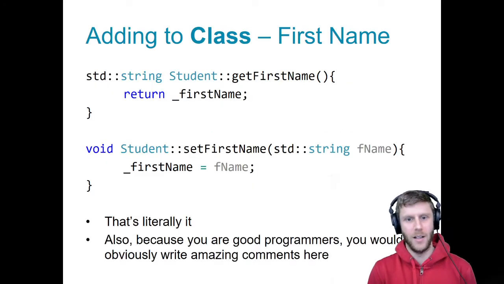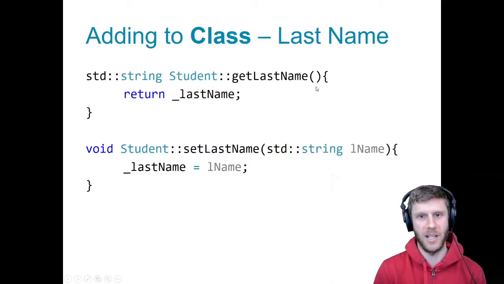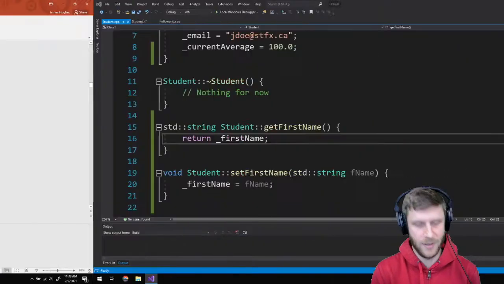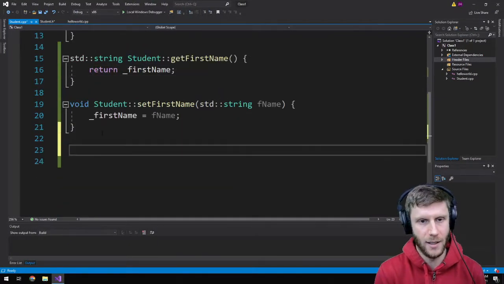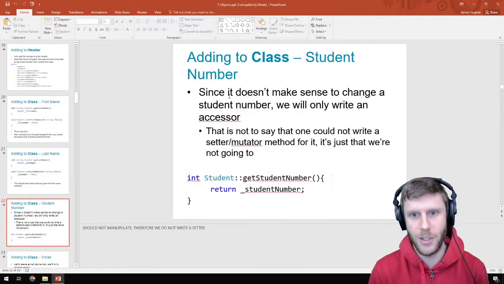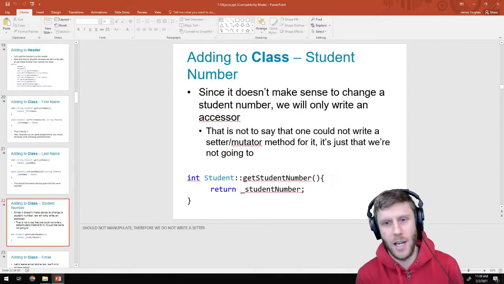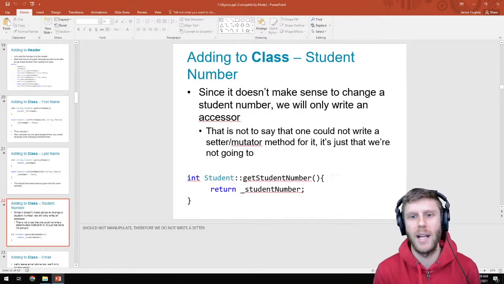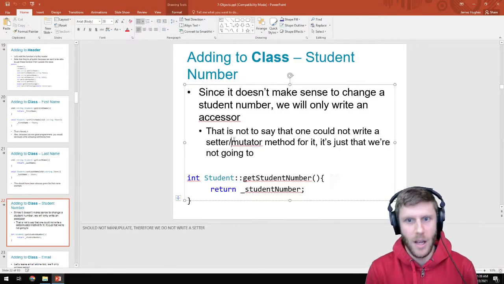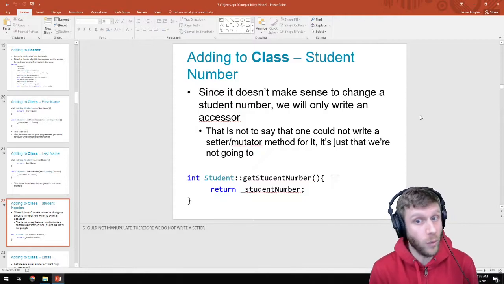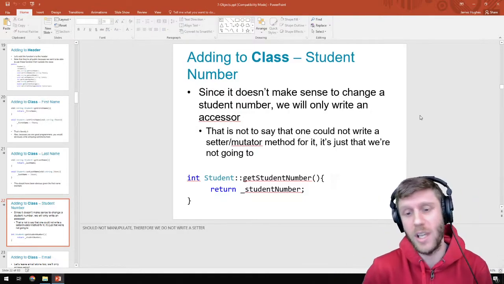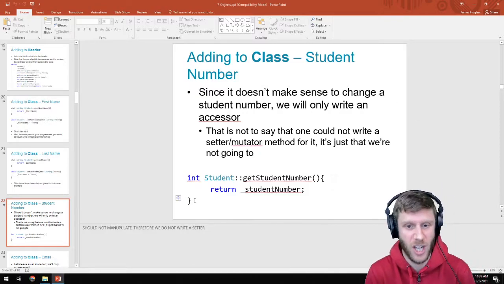All right, so these are our getters and setters for first name. Last name will be the same thing. So I'm just going to copy this. Same idea. Now, student number. Since it doesn't make sense to change a student number, we're only going to write an accessor method. We could write a setter if we really wanted, so we could change it.